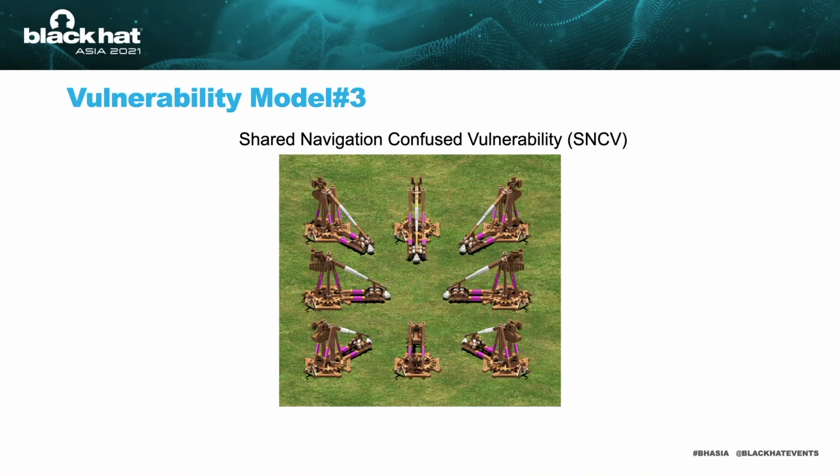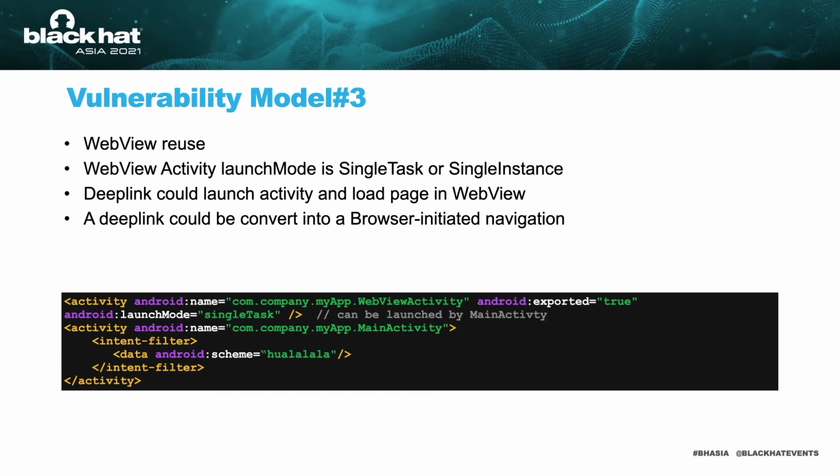And the third one, the shared navigation confused vulnerability. Compared to the last two models, this one is more puzzling. If the launch mode of the activity holding the WebView is set to singleTask or singleInstance, the WebView could be reused. A specific deep link could launch this activity and load the page in the WebView. If you invoke a deep link twice, two different pages could display, but there will be only one WebView object. Therefore, all deep links could be converted into a browser-initiated navigation on the same WebView object. It has the same effect as the last two models.